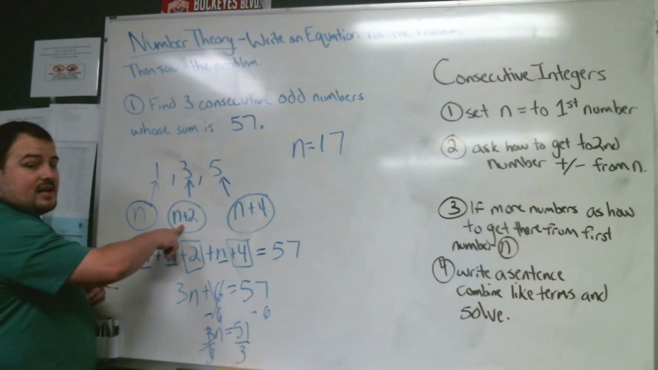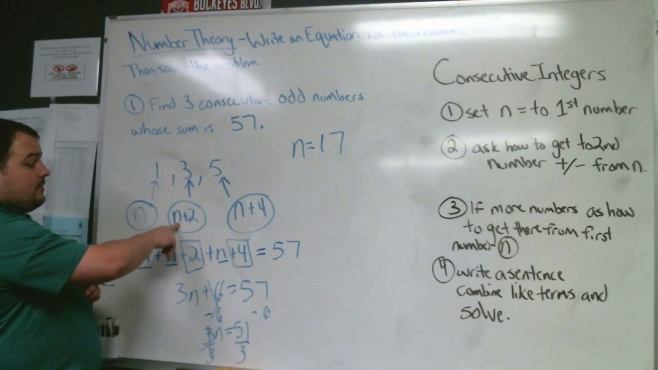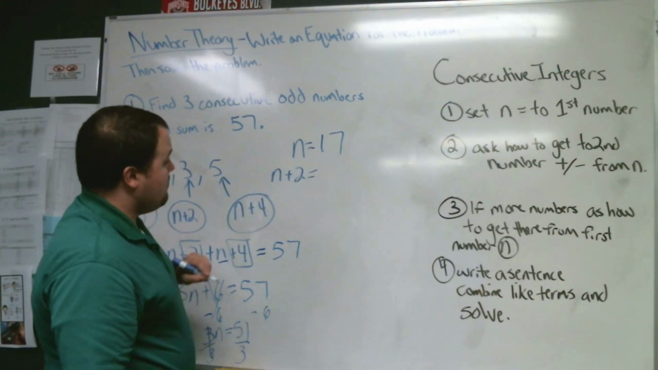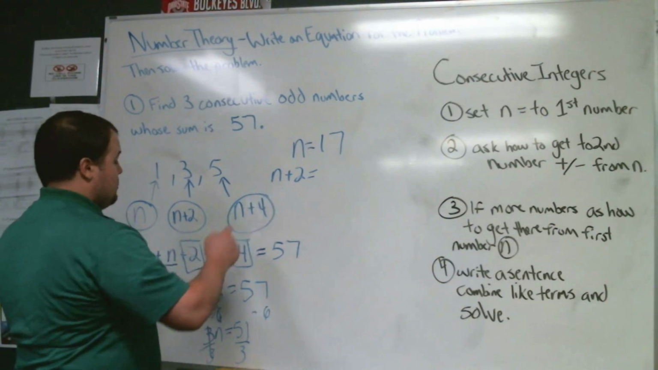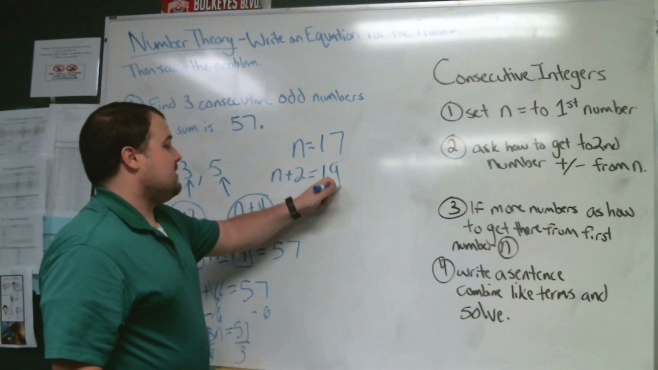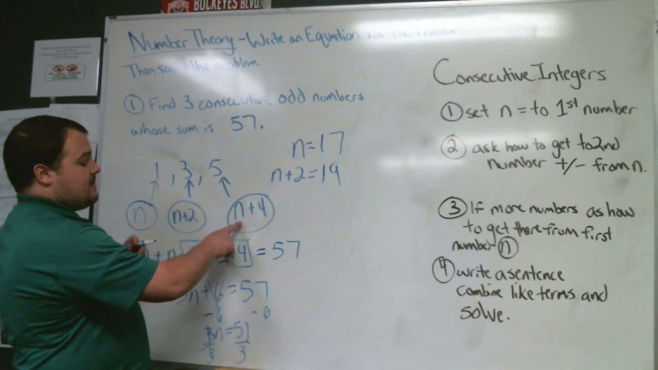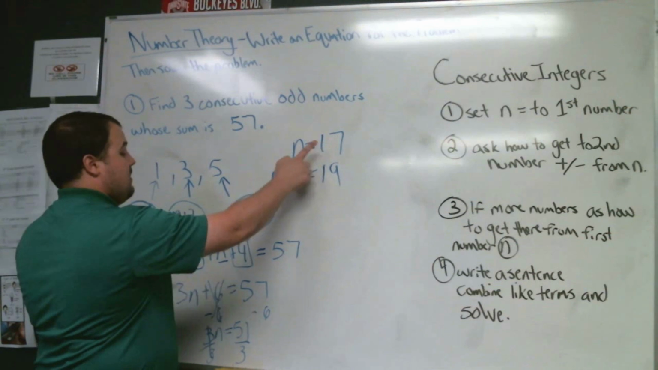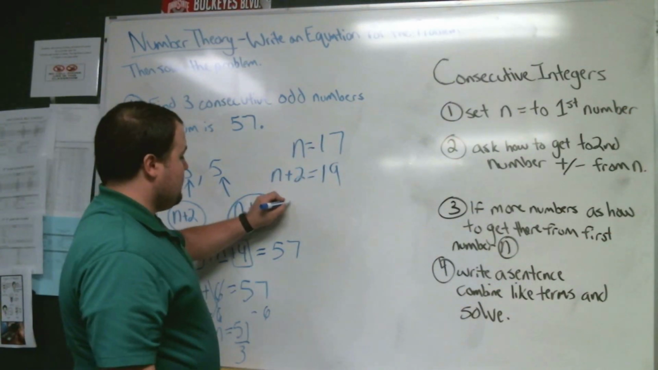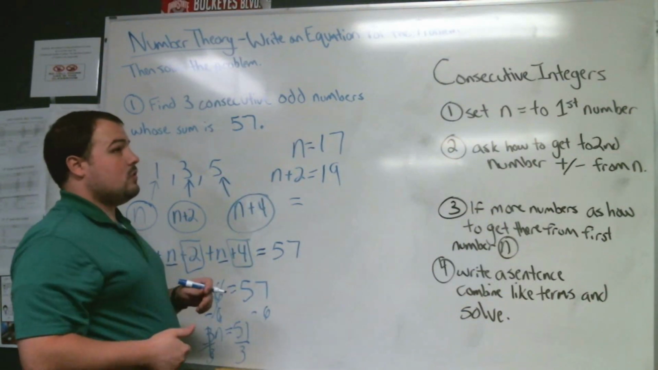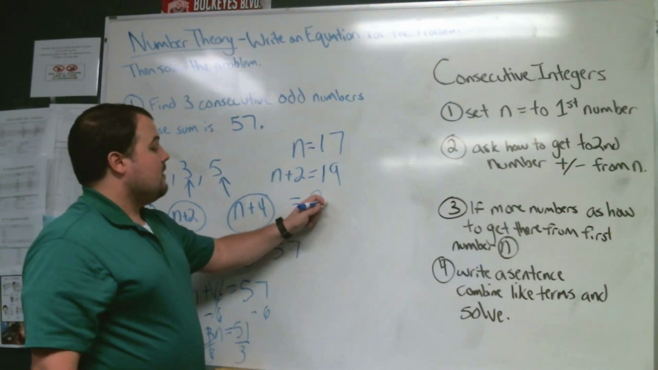Now, if I want to know the next number, I'm going to take that first number, which is n, and I'm going to add 2 to it. So my second number of n plus 2 is going to equal 17 plus 2. That's 19. And my last number of n plus 4 means I take this first number and I add 4. So n plus 4 is going to equal 17 plus 4, that's 21.